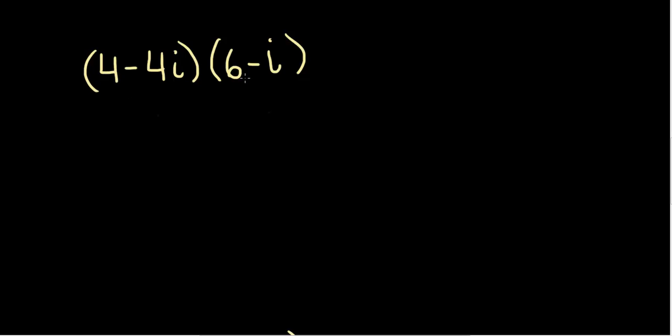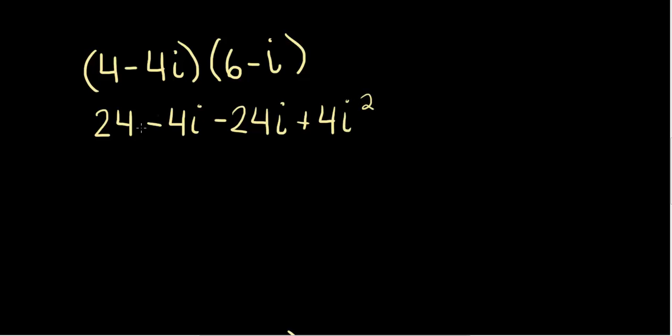So we're going to multiply 4 times 6, that is 24. And then 4 times -i, that is -4i. -4i times 6, that is -24i. And then -4i times -i, that is positive 4i squared. We're going to combine like terms, so 24, -4i minus 24i, that is going to be -28i. And then we have 4i squared.